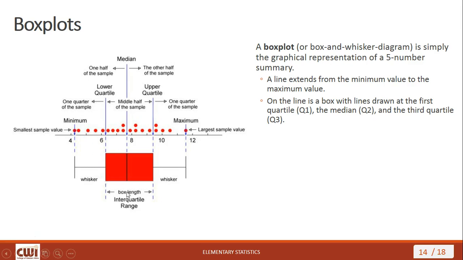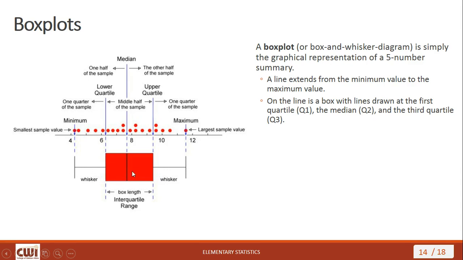Essentially we have a box here that corresponds with the interquartile range. The left edge of the box is the first quartile, Q1. The right edge of the box is the third quartile, which is Q3. We draw a line in the middle of the box to symbolize Q2, or the median value. The whiskers come out from the edge of the box, and on the left edge is the minimum value, on the right edge is the maximum value.